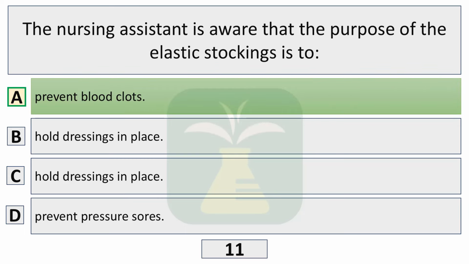Correct answer, A. Prevent blood clots. Elastic stockings exert pressure on the veins. The pressure promotes venous blood flow to the heart. By doing so, the stockings prevent blood clots.